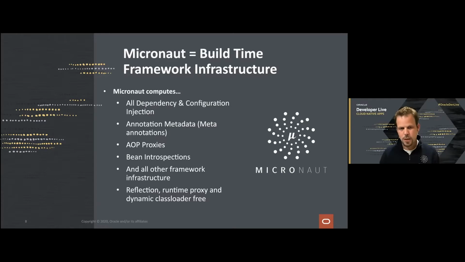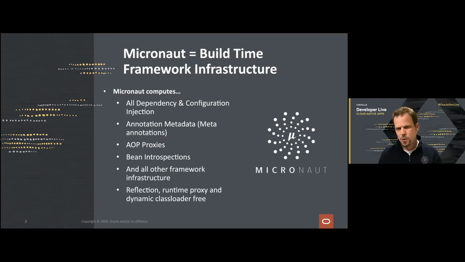At compilation time, Micronaut will compute everything that traditional frameworks do, things like dependency injection and configuration injection, annotation metadata, aspect-oriented programming proxies such as interceptors and so forth. Bean introspection, so that you can serialize and deserialize objects to JSON, or write them or read them from the database.